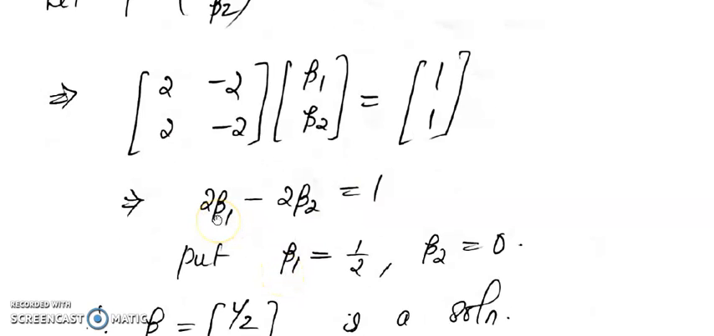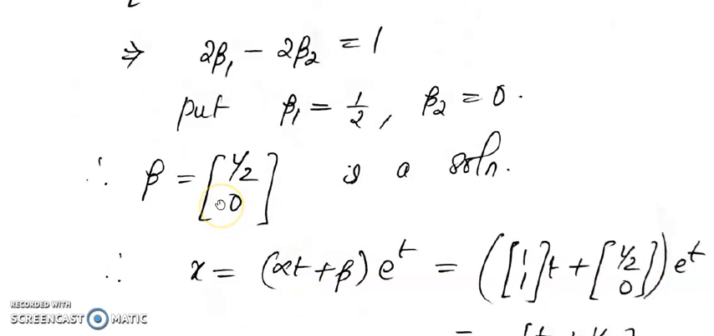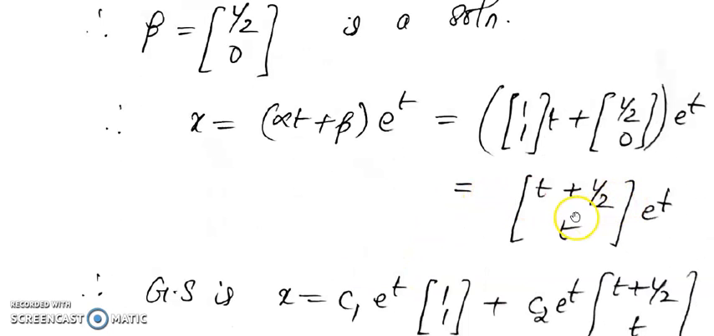So we will get the equation 2 beta 1 minus 2 beta 2 equal to 1. Again, this equation has infinitely many solutions, so find any one of the solutions. Let me put beta 1 equal to 1/2 and beta 2 equal to 0. So we will get a value for beta, that is (1/2, 0). Now we can write our second solution. The second solution will be ((1, 1) t plus (1/2, 0)) e raised to the power, that is (t plus 1/2, t) e raised to the power.